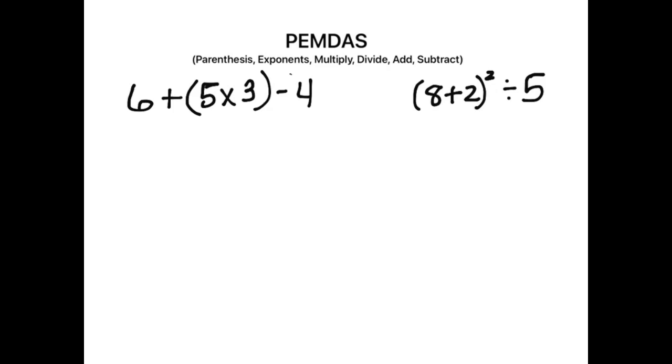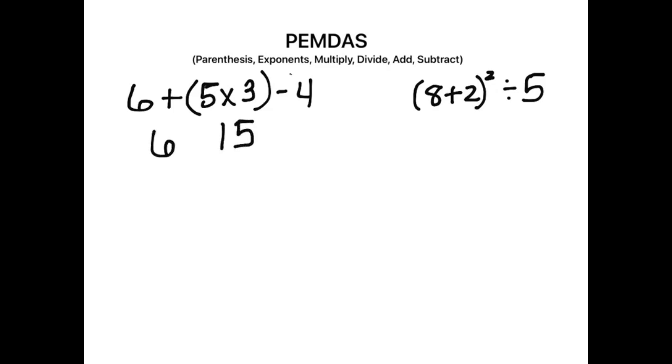Our first example is 6 plus, we have 5 times 3 in parentheses, and then minus 4 in this problem. The first thing that we do, and the reason why we call it the order of operations, is because we have to go in order. So the first thing we have to do is solve for what's in parentheses. In our first problem, 5 times 3 is in parentheses, so we have to solve 5 times 3. 5 times 3 is 15.